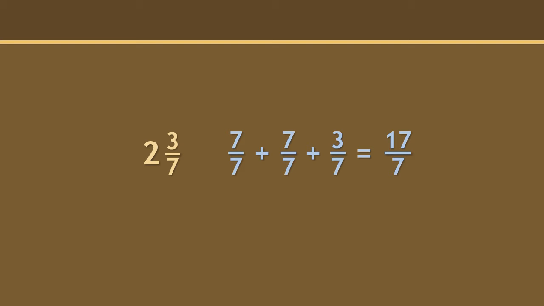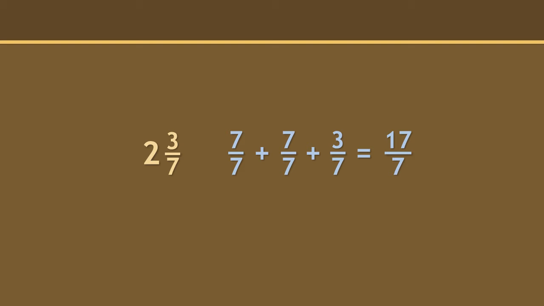Then we need to add in our 3 sevenths that we see right here in our mixed number. And when we add those all together, we do 7 plus 7 is 14, plus 3 equals 17, and then we just move our denominator all the way over. So we have turned 2 and 3 sevenths into an improper fraction of 17 sevenths.